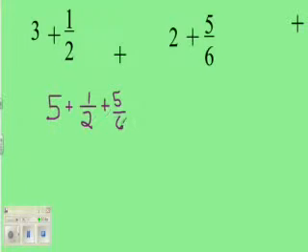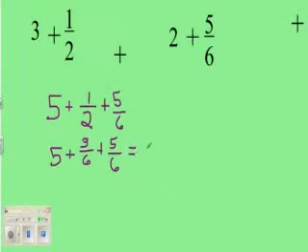Well, we're going to need a common denominator, and luckily for us, if we multiply the 2 by a 3, we'll get the 6. So let's go ahead and write them with a common denominator. 2 times 3 is 6, and 1 times 3 is 3. And we're going to add that to 5/6. So our total is 5 and 8/6.